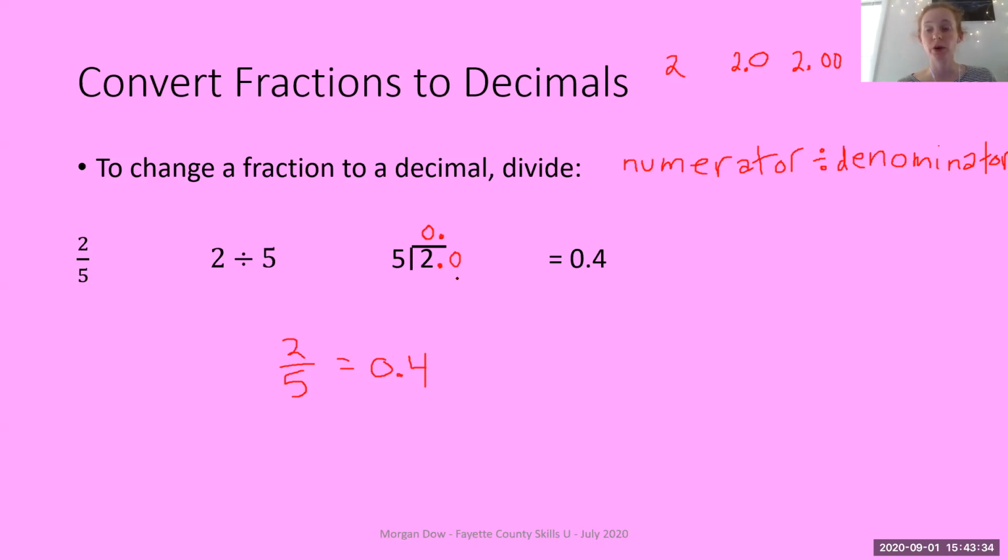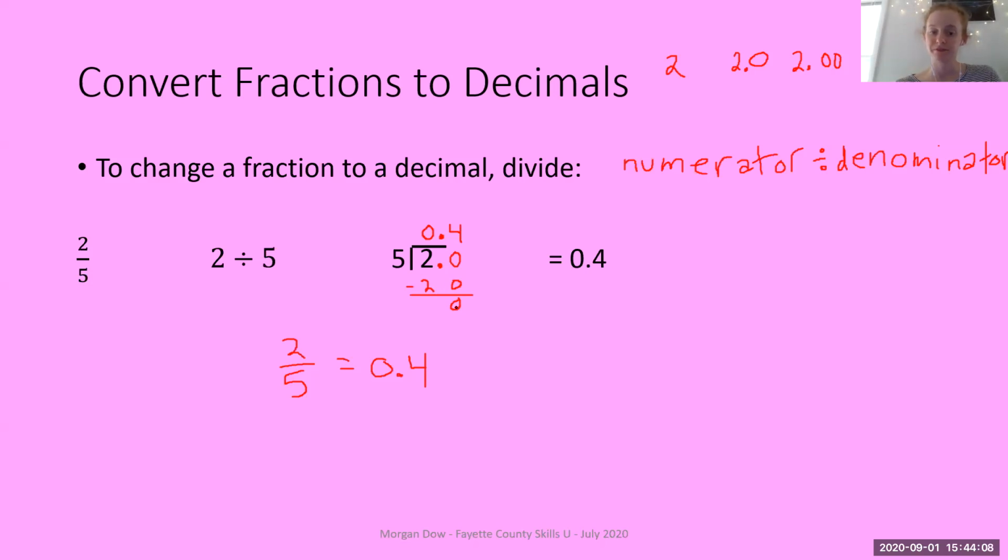So 5 goes into 20 how many times? Well, 5 goes into 20 4 times. And 5 times 4 is 20. And 20 minus 20 is 0. We're out of numbers to bring down. We have no remainder, so we know we're done. We know our final answer is 0.4. So to convert a fraction to a decimal, you do the numerator divided by the denominator.